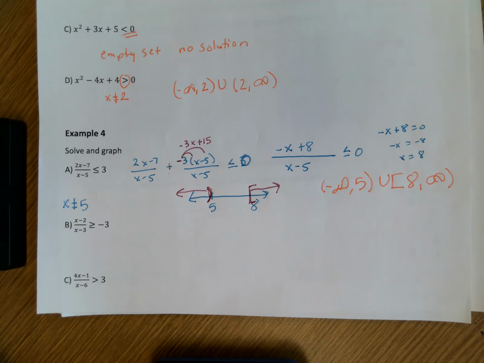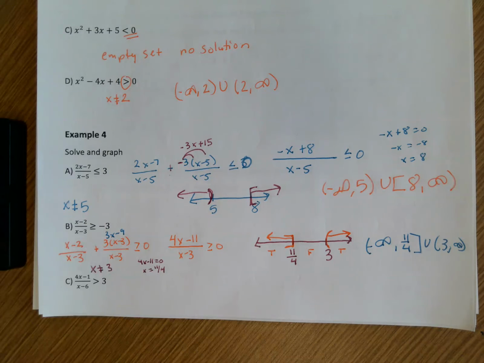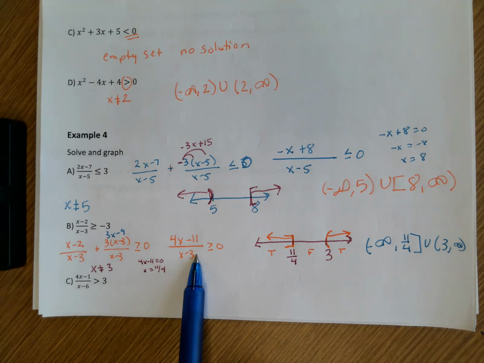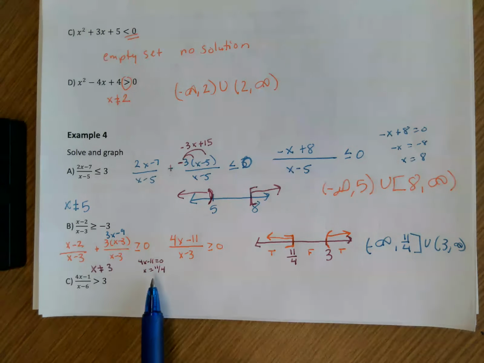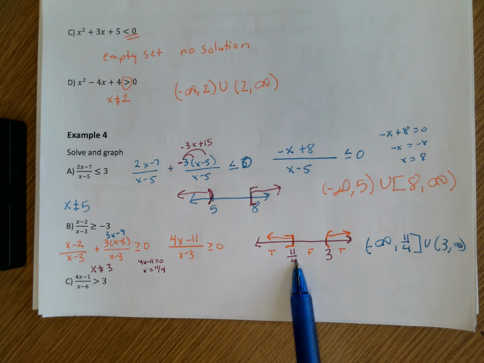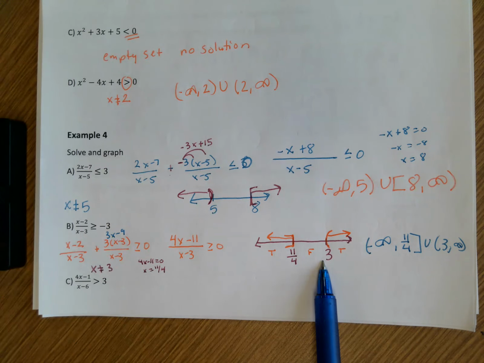I want you to pause the video and try to do B by yourself. If you want to check over my work, you have to combine those two fractions. Remember, x cannot be equal to 3 because of this denominator. We set the top equal to 0, get x equals 11/4. Now, this is where it's a little bit tricky. 11/4 is 2.75. So we cannot check this section on our calculator.